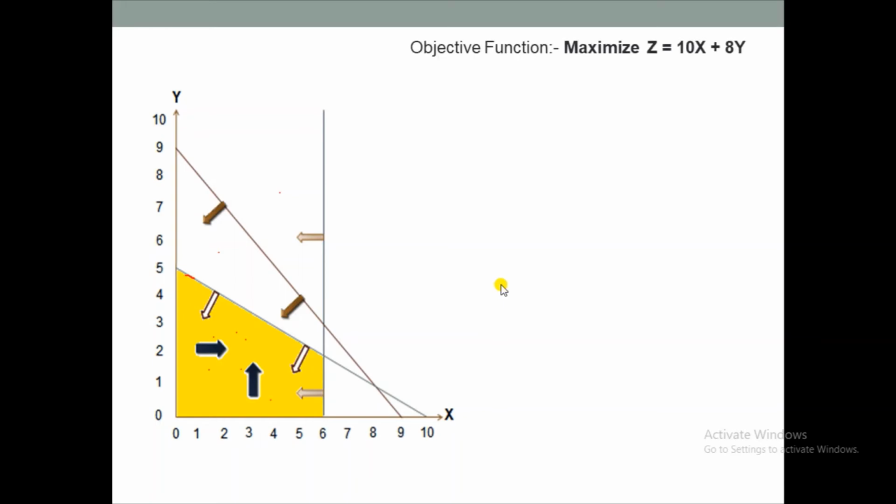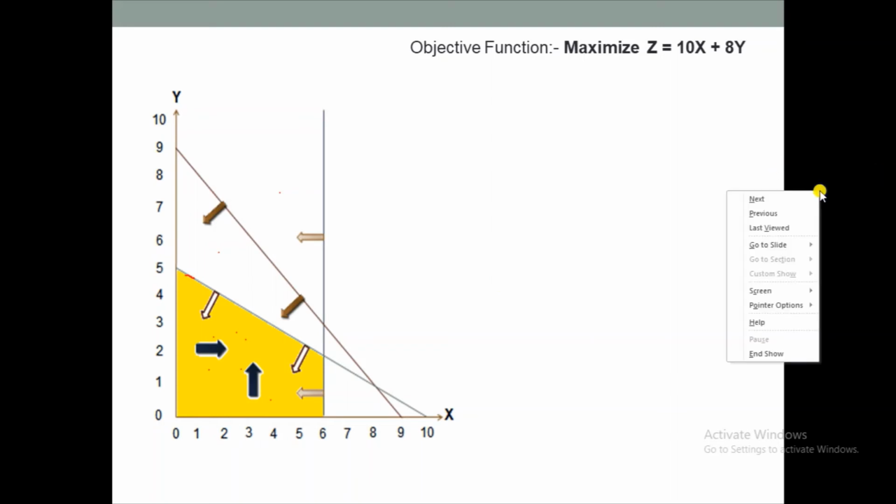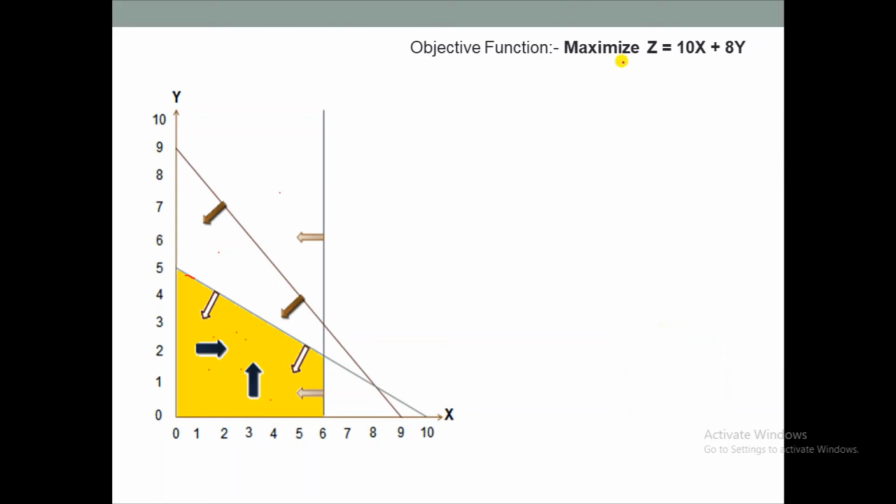Our objective function is maximize z equal to 10x plus 8y. Now the next step is that we have to calculate the corner points and then the value of z. One by one we will see the corner points. Where are the corner points? How many corner points are there? This one is denoted as A. The coordinates for that particular point A are 0, 0.